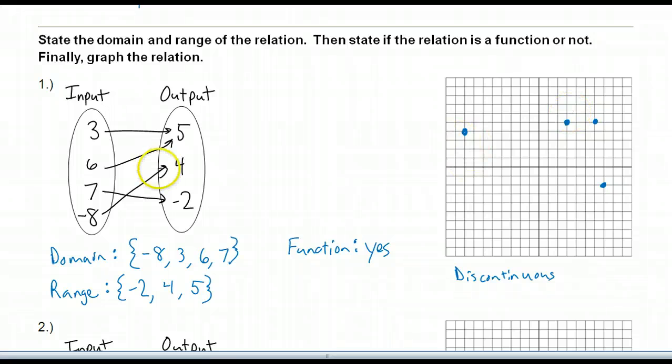To decide if a relation is a function based on its graph, I need to use what is called the vertical line test. The vertical line test works like this. I should be able to draw a vertical line through all of my input values and only hit one output. There are no vertical lines that hit this graph more than once. So this graph passes the vertical line test.